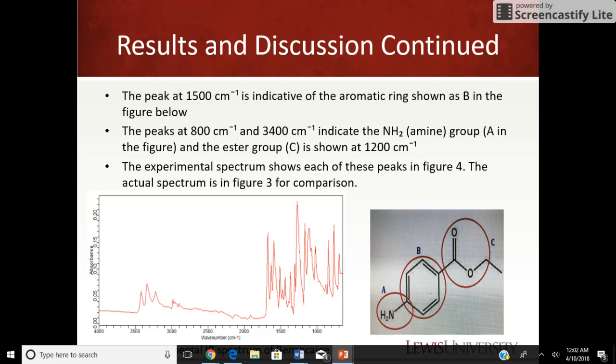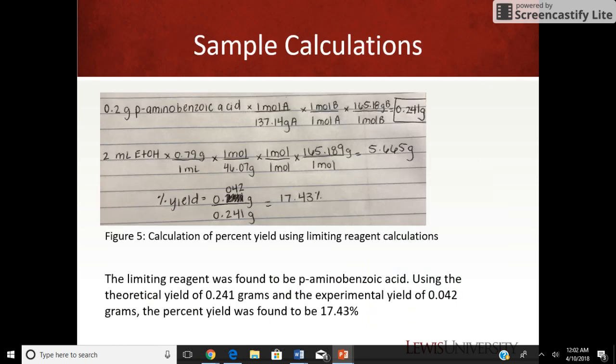So how I calculated percent yield: I found the theoretical yield by determining the limiting reagent, which was p-aminobenzoic acid. The 0.241 grams was the theoretical yield. I took the yield that I obtained, 0.042 grams, divided it by 0.241 grams, multiplied by 100, and got a percentage of 17.43%, which is a little bit lower, but I'll get to why that is in just a second.